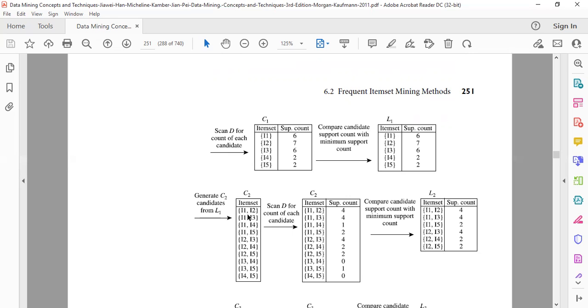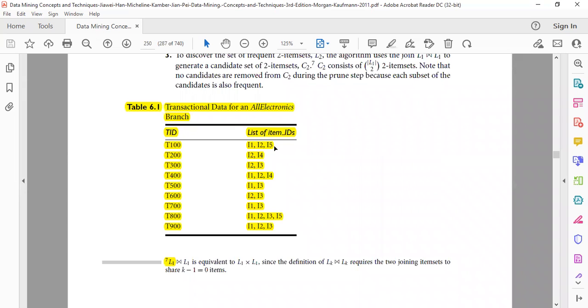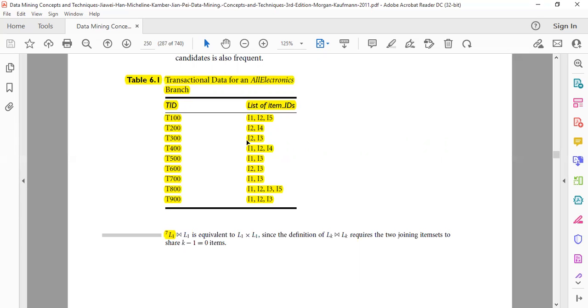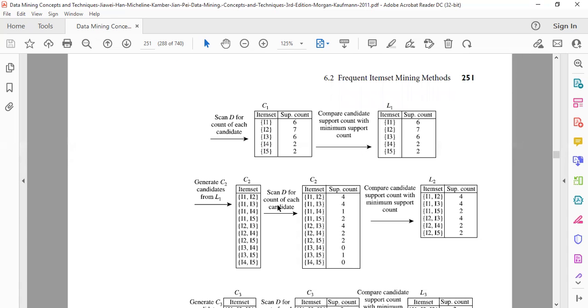So I've listed all these sets over here, and then once again I'll scan the data set, the transactions, and count how many times I1, I2 appears, how many times I1, I3 appears. As you can see here, the count of I3, I5 is 1. I scan the database and see that I3, I5 is only in transaction 800, and that is why the value here is written as 1. If I want to check for I2, I3, I see 4 transactions: I2, I3 is in transaction 300, then 600, then 800 and 900. So I have listed the support count of all these two item sets.